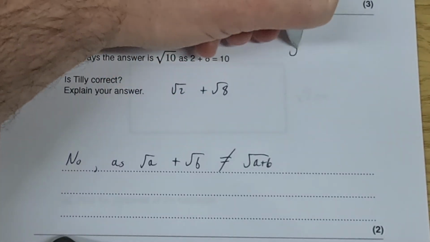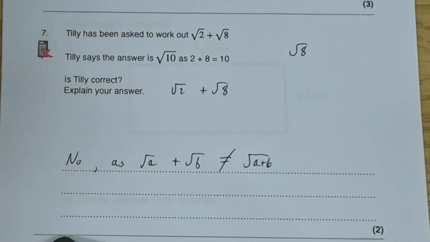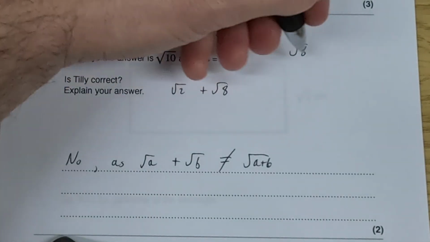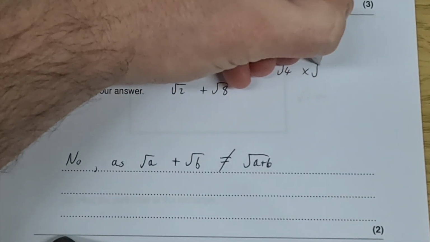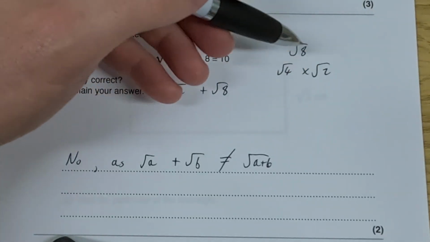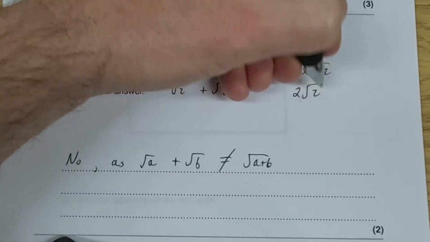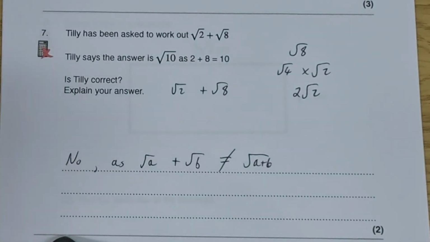Because the square root of 8, well, the biggest square number that's a factor of 8 would be 4, so that'll be root 4 times root 2. The square root of 4 is 2, so that's 2 root 2, so root 8 is 2 root 2, or 2 lots of root 2.